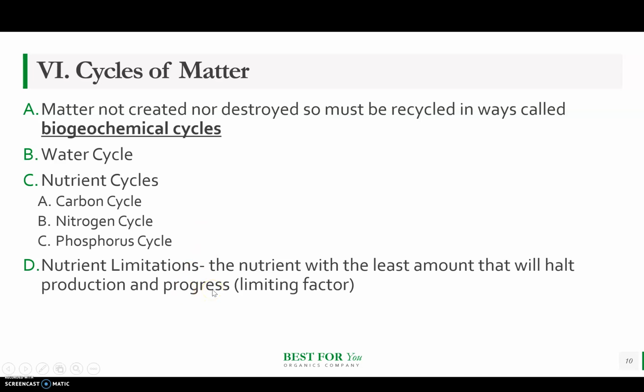If ever you take chemistry, you will also learn this as the limiting factor. This is the nutrient with the least amount that will halt production and progress. So if, for example, you are farming and you do not have enough phosphorus, that is going to be your nutrient limitation. That's why your crops won't grow. And then you can add fertilizer.